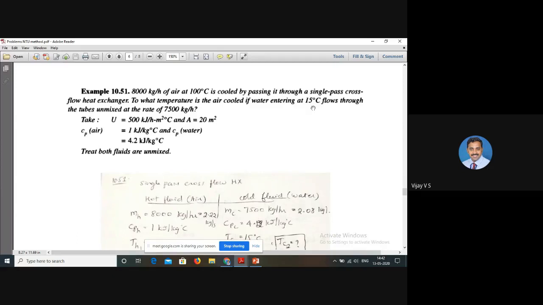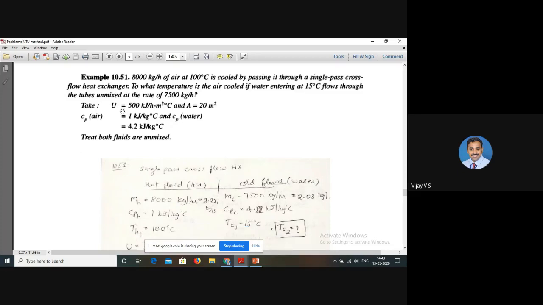So the cold fluid is water, and its mass flow rate is given. They have given the overall heat transfer coefficient. Please be careful with the unit. It is kilojoules per hour meter square degree centigrade, so I should convert into watt here. Area is 20 meters square. Specific heat of air is given and Cp of water is 4.2 kilojoules. Treat both the fluids unmixed.